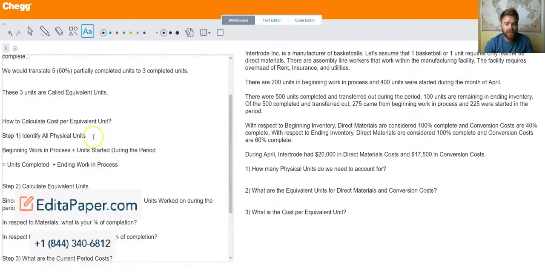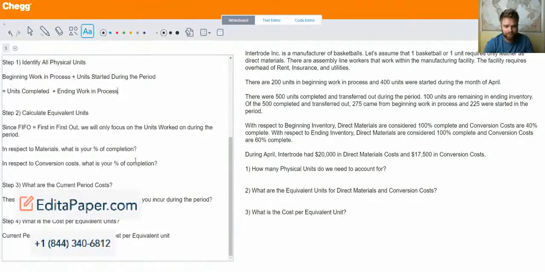So the very first step is you're going to identify all the physical units in the process. So you're going to take your beginning work in process, add in units started during the period, and that's going to equal units completed plus ending work in process. So those are equivalent to each other. Beginning work in process plus units started is equal to units completed plus ending work in process.